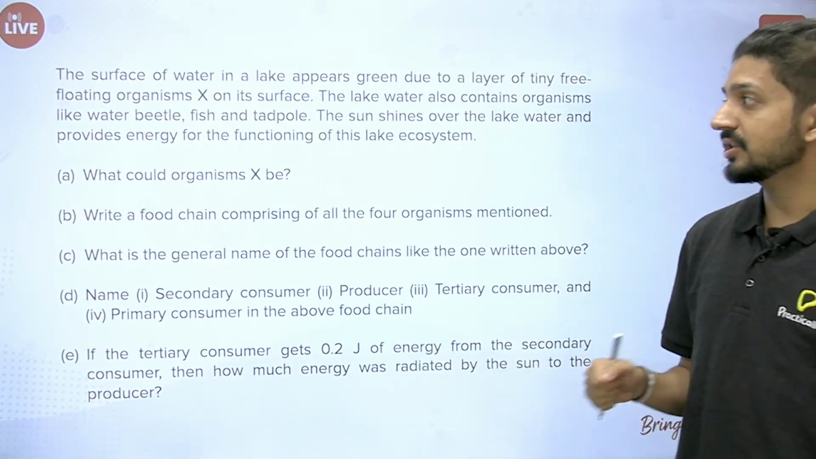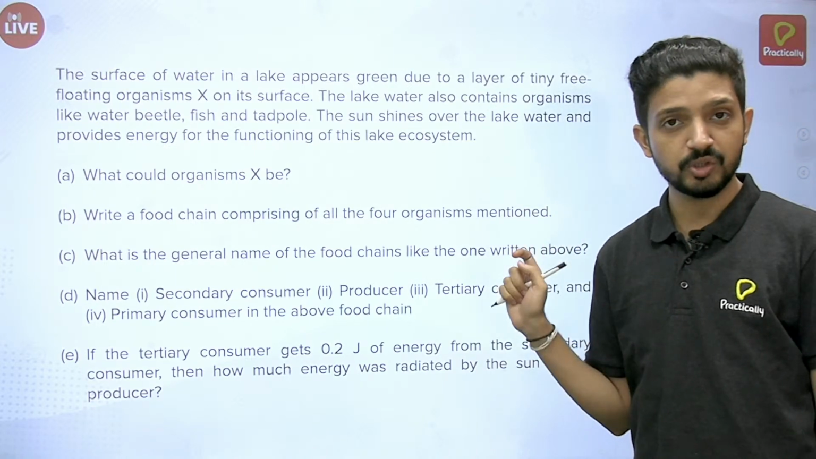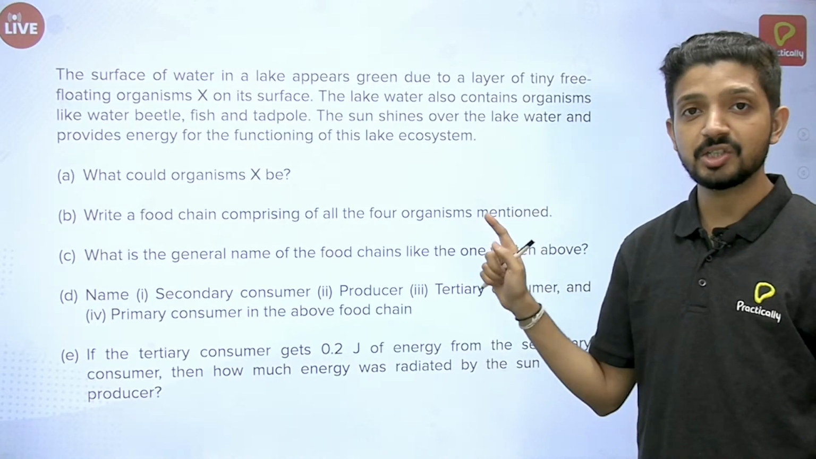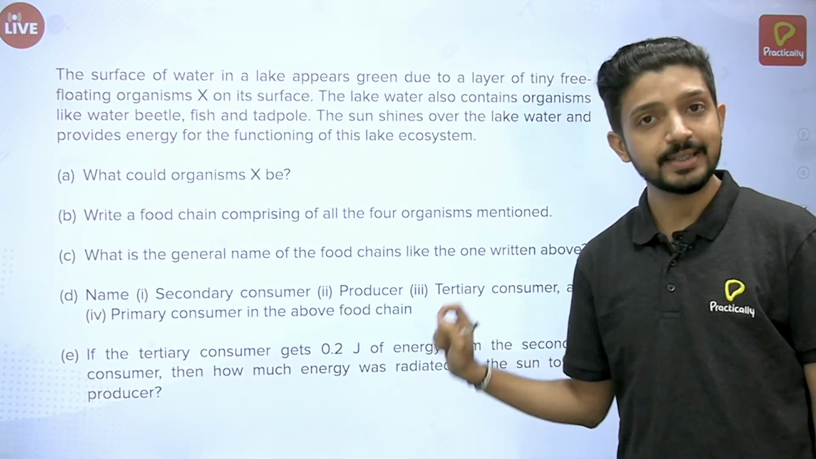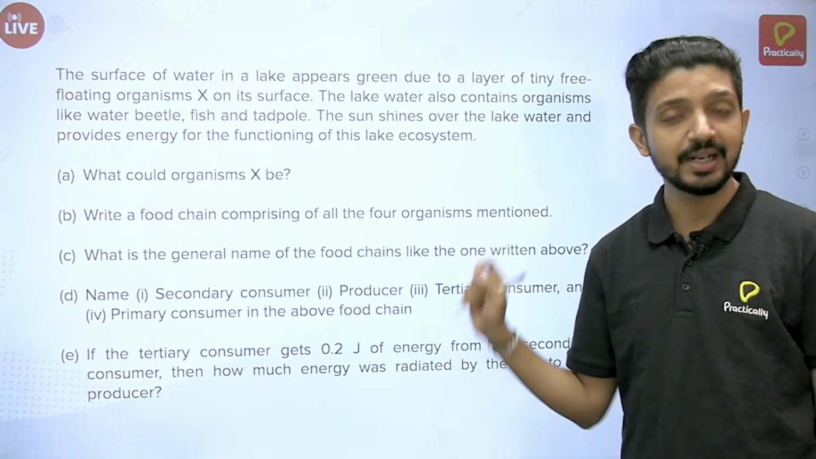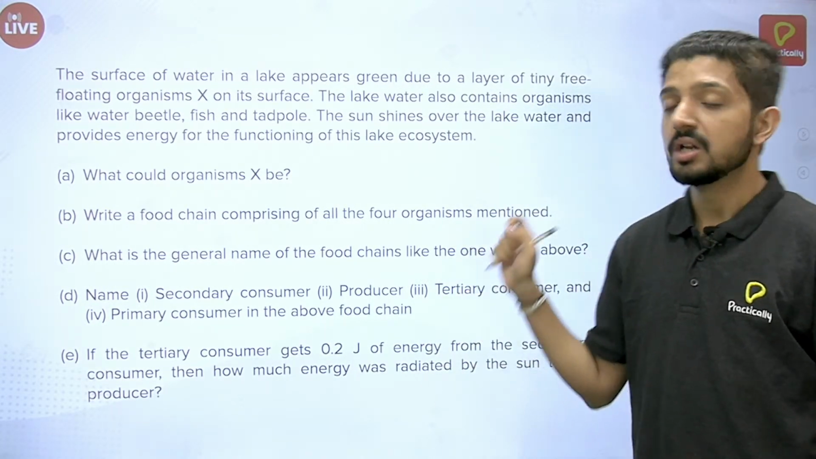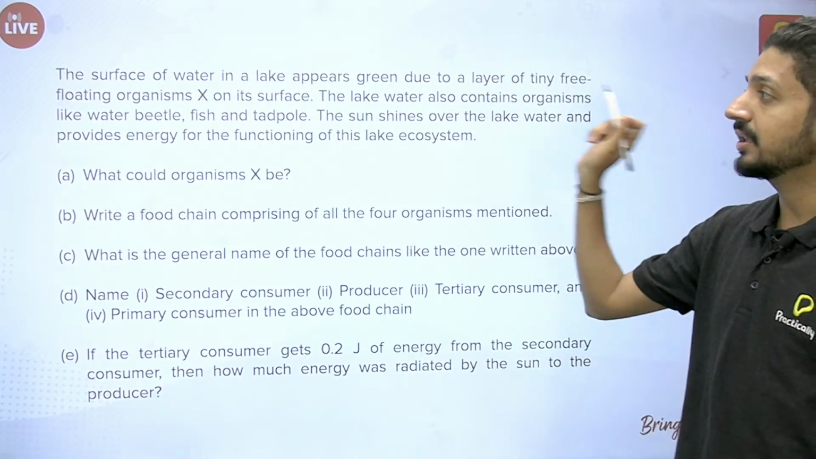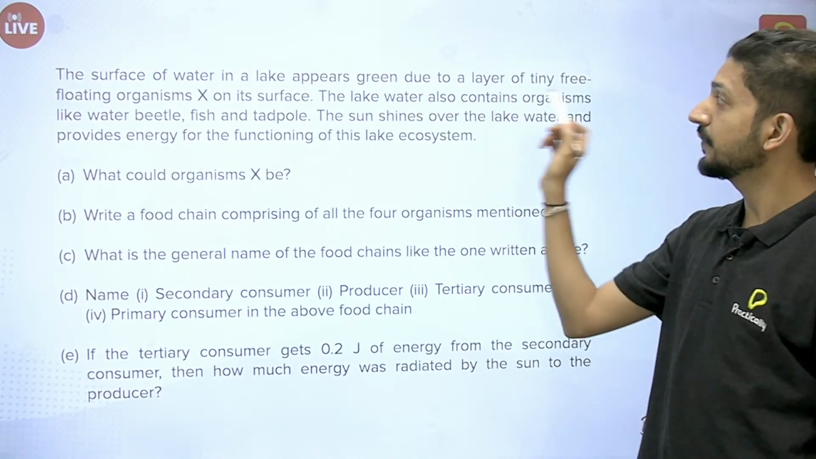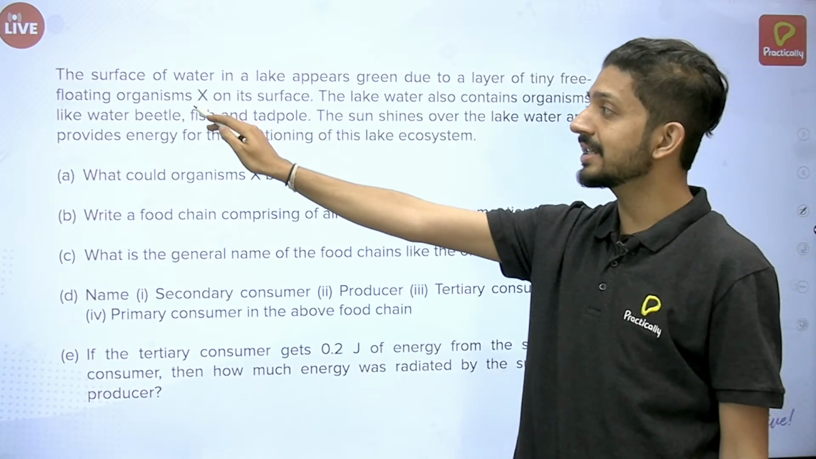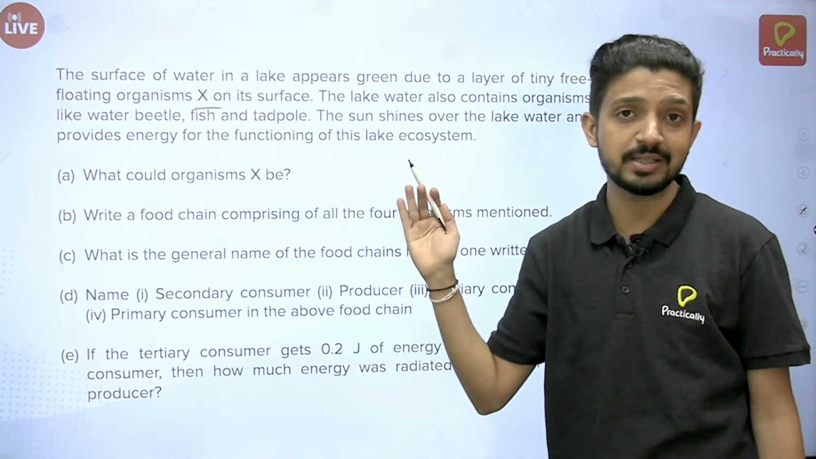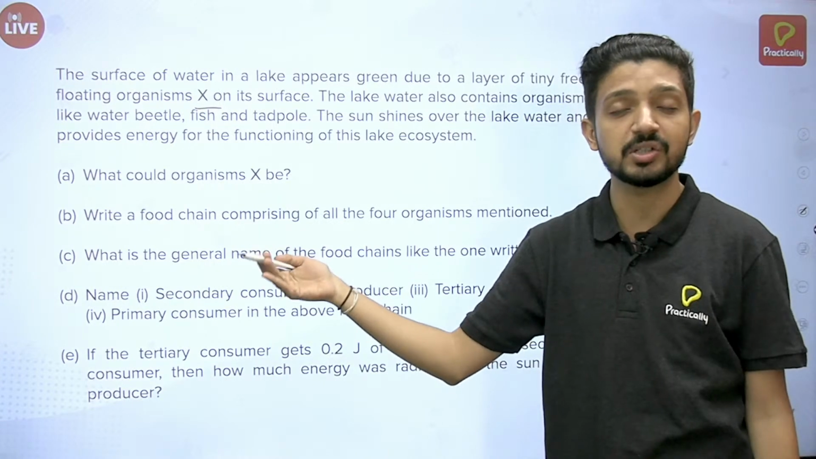Now moving on to the next question. This is an interesting and important question from our environment, so please pay attention. There is a short numerical also at its end. I want all of you to try solving it as we solve this question. Let's see. The surface of water in a lake appears green due to a layer of tiny free floating organisms X on its surface. They have not mentioned what X is.